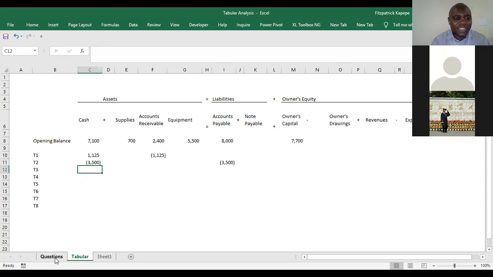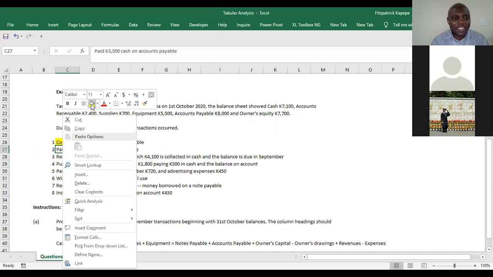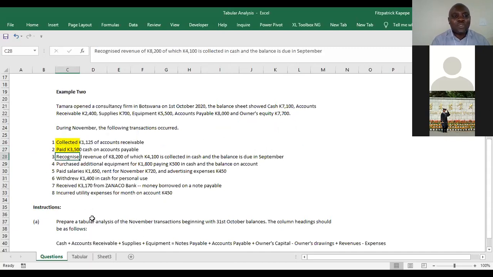We go to transaction 3. We also paint this because we are done with it. Recognized revenue of 8,200, of which 4,100 is collected in cash. So from the 8,200, 4,100 was cash. The rest went and increased the receivables.